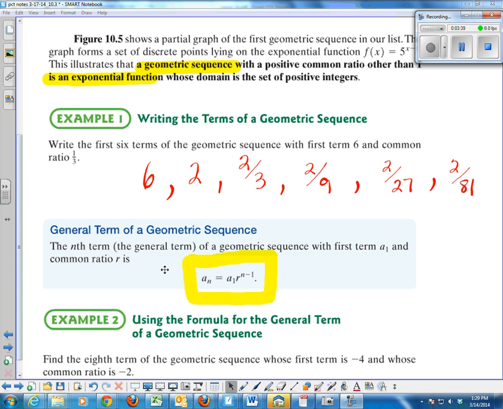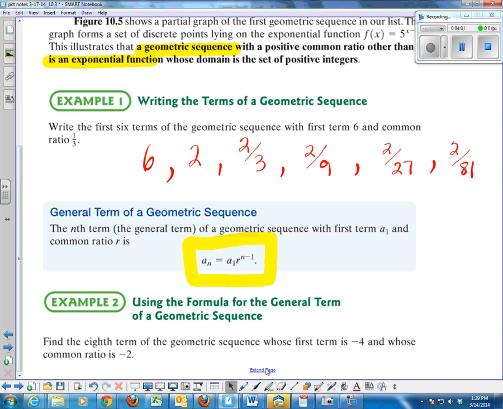The general formula, the a sub n formula, this is where you plug in n, a term number. You can get any term from this. So this would be the a sub nth term. So the 15th term, you would plug in 15 here and the common ratio and the first term to get your 15th term. Let's look at an example.